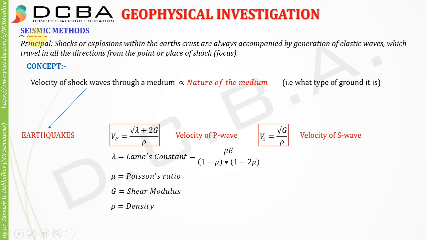In this method, instead of a natural earthquake, we produce artificial shocks into our ground, and from those shocks, the waves that are generated, we study those waves, the velocity of those waves, and from that we will understand what is the nature of the medium that is there under the ground or under the surface. So the concept is that velocity of shock waves through a medium is directly proportional to the nature of the medium, that is what type of ground it is below.